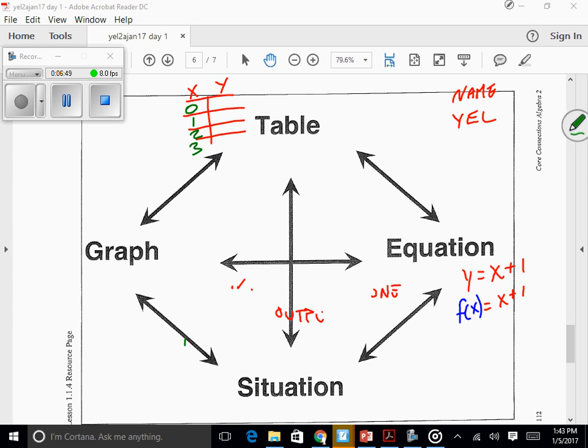Some of the math problems you're going to get in this unit, they're going to be real world problems, something that happens in real life. In real life problems, the domain, the x's, usually will not be negative. You will usually start at 0, 1, 2, 3.